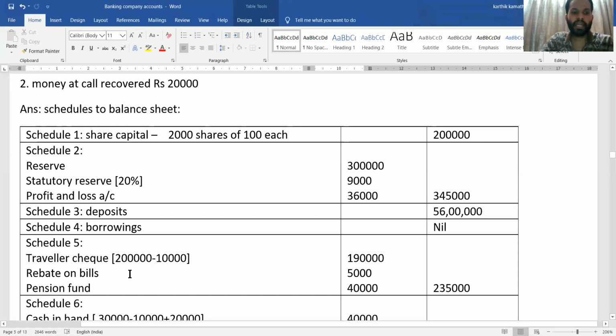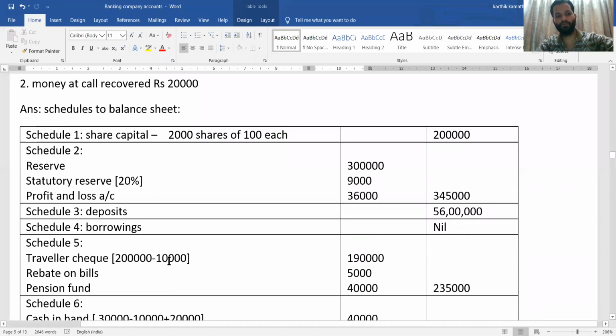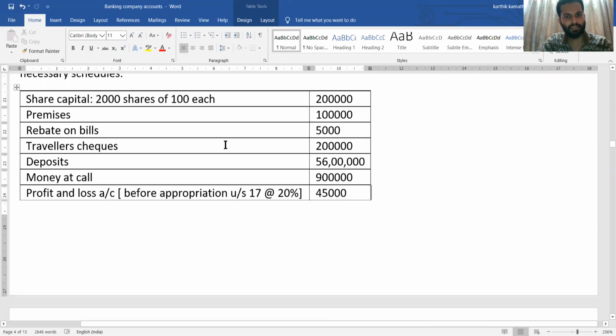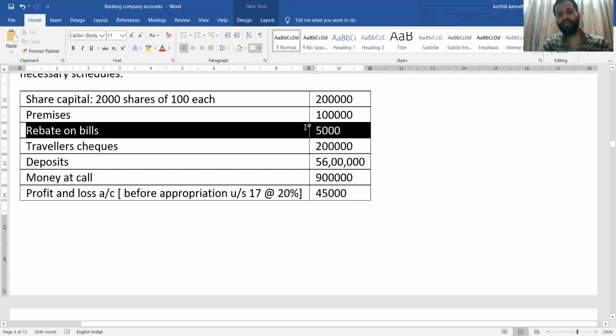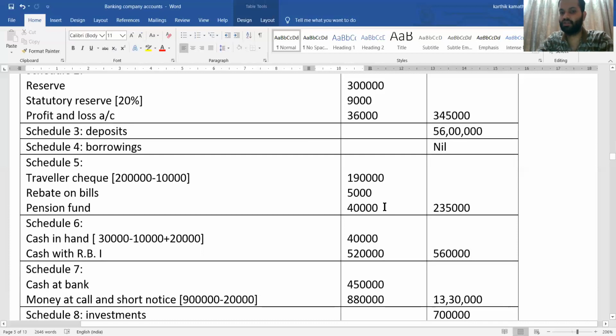Okay. Now, rebate on bills. Rebate on bills is under schedule number 13, that is in profit and loss account. You need to deduct rebate on bills. Now we are not solving profit and loss account, only balance sheet. So directly other liabilities and provision, rebate on bills, that is 5,000. That is also given in the question. After that, pension fund information given in the question 40,000. If you add all the other liabilities, you will get 2,35,000, which is your schedule number 5 total.